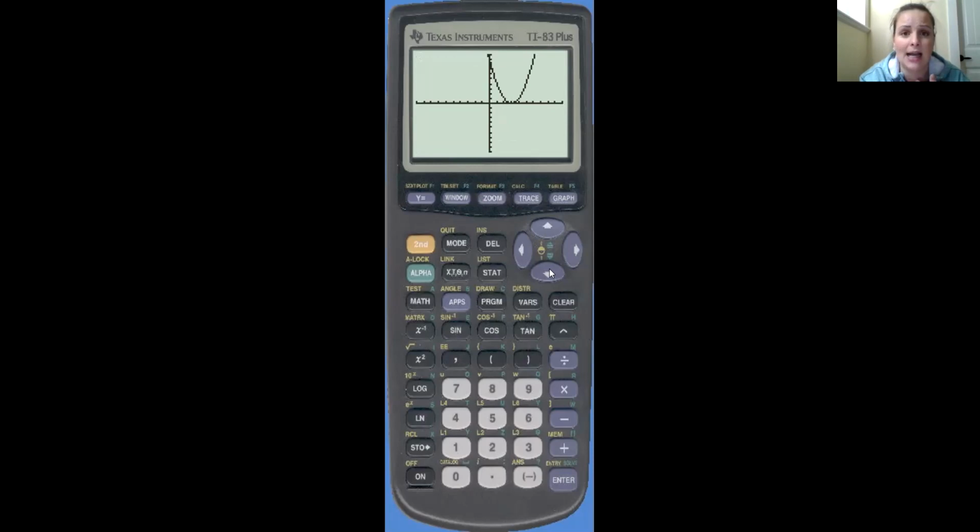Anytime you're stuck and you have no idea what's going on with your scale, you can't see something, just go zoom 6 and have it go back to the standard window. It kind of just resets everything and gives you a chance to refiddle with everything.